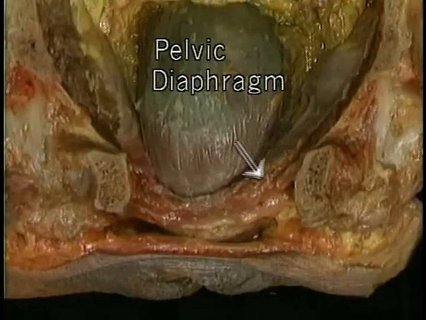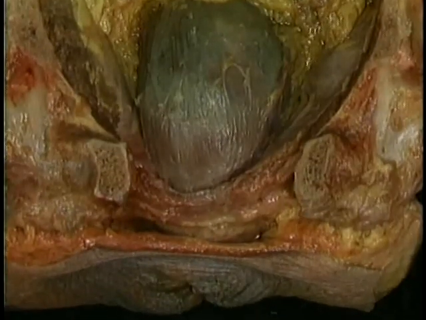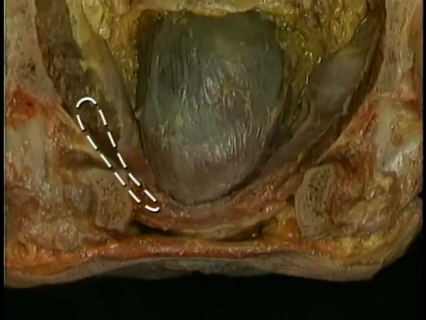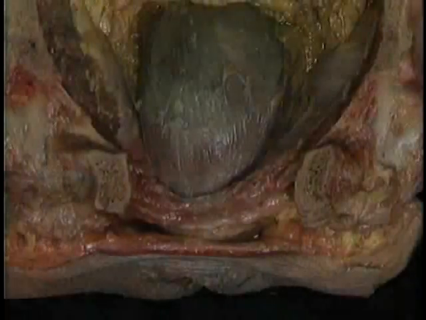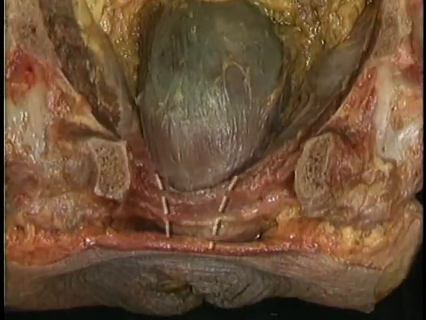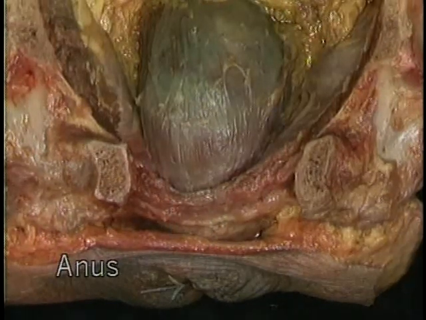Here's the pelvic diaphragm sloping down on each side. It's formed mainly by the levator ani muscle. This is the puborectalis part of the levator. As the rectum passes through the pelvic diaphragm, it becomes continuous with the anal canal, which ends here at the anus.